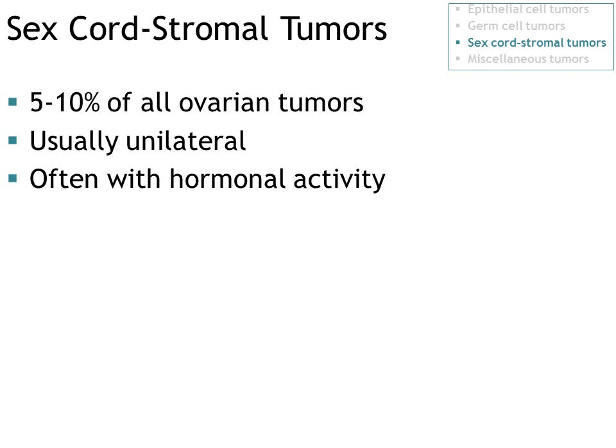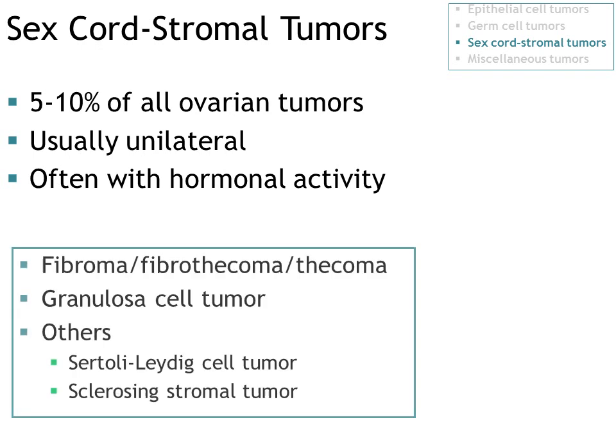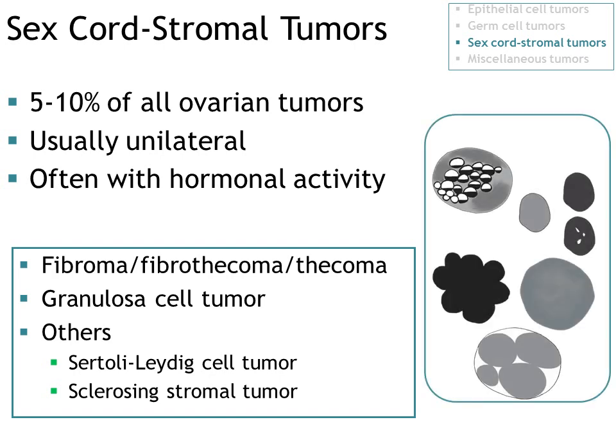The third category of ovarian neoplasm is sex-cord stromal tumors. This tumor accounts for 5 to 10% of all ovarian tumors. It's usually unilateral and often with hormonal activity. The most common of this category is the fibroma, fibrothecoma, thecoma group, and the next most common is granulosa cell tumor. And there are other rare tumors, including Sertoli-Leydig cell tumor and sclerosing stromal tumor. And these tumors have these imaging patterns.